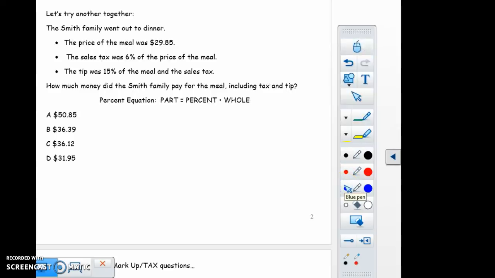Last one together today. The Smith family went out to dinner. The price of their meal was $29.85. The sales tax was 6%. And then they paid a tip that was 15%. Now this part is tricky. Usually you leave the tip on the meal price, but in this problem it says very clearly the tip was 15% of the meal and the sales tax. So we're going to do this step by step. We're going to find 6% for the tax and then find 15% of that for the tip.